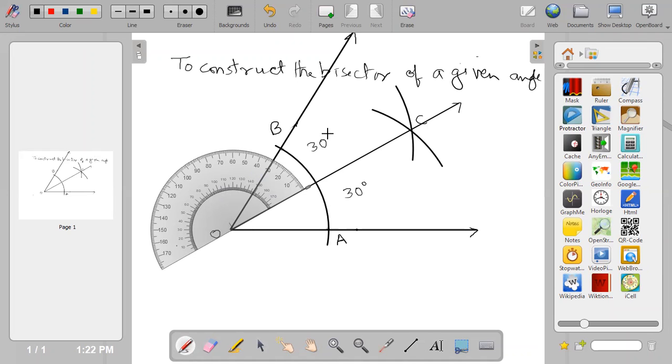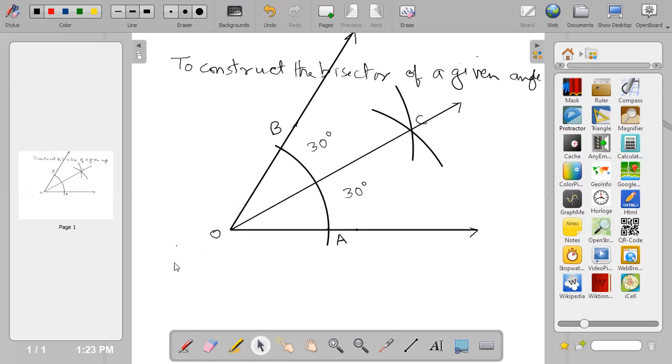No need to show 30 degrees. I just want to show that this line is bisecting the angle into two parts. So this is the angle bisector. So how to draw the angle bisector? What will be the steps of construction? You will have to write the steps of construction whenever we have to draw the bisector of a given angle.